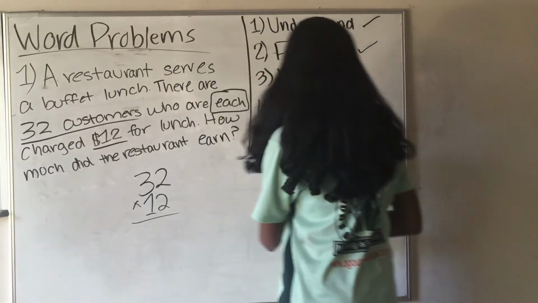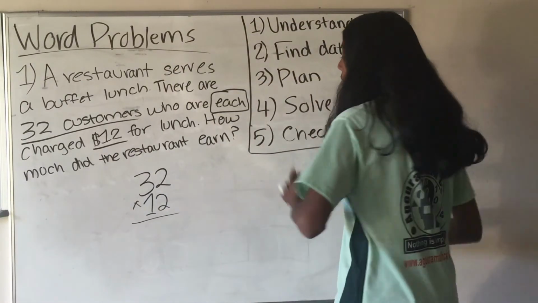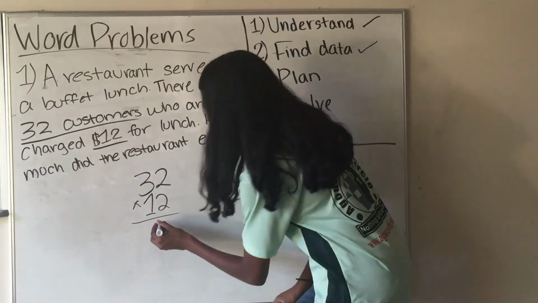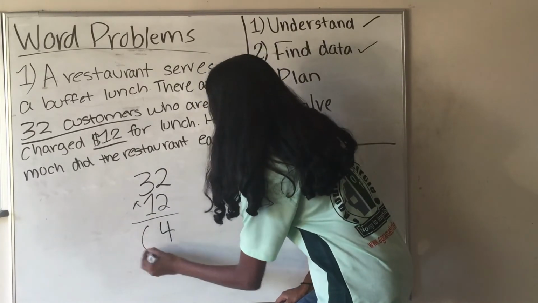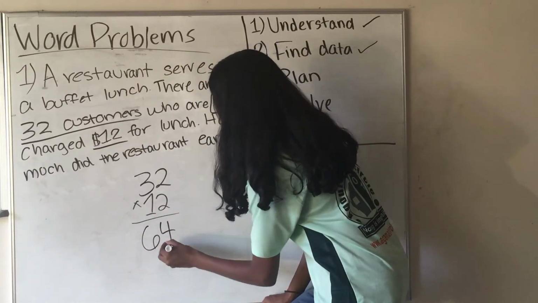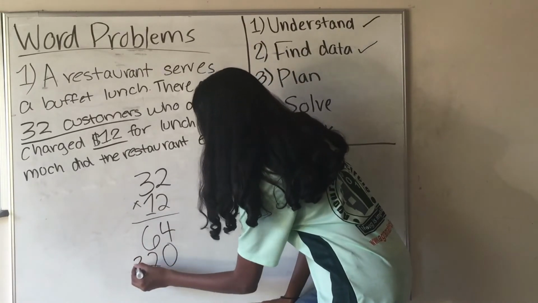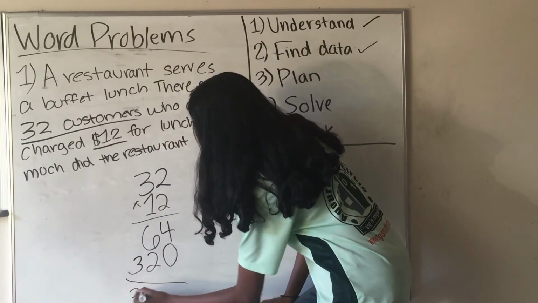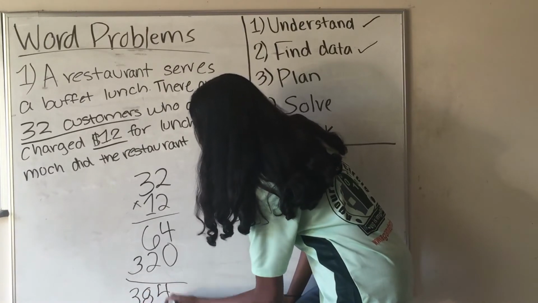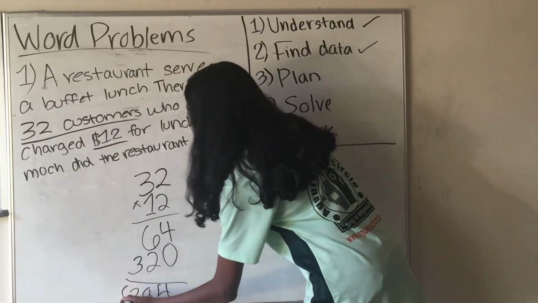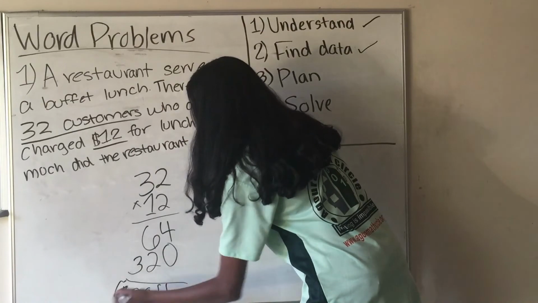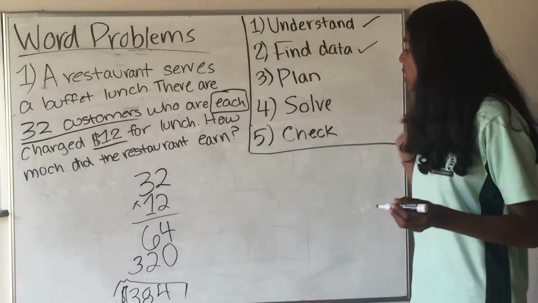And then the next step is solving the actual thing. So doing so, 2 times 2 is 4. 2 times 3 is 6. We're going to leave a space here. 1 times 2 is 2. 3 times 1 is 3, giving us $384 as our answer. $384.